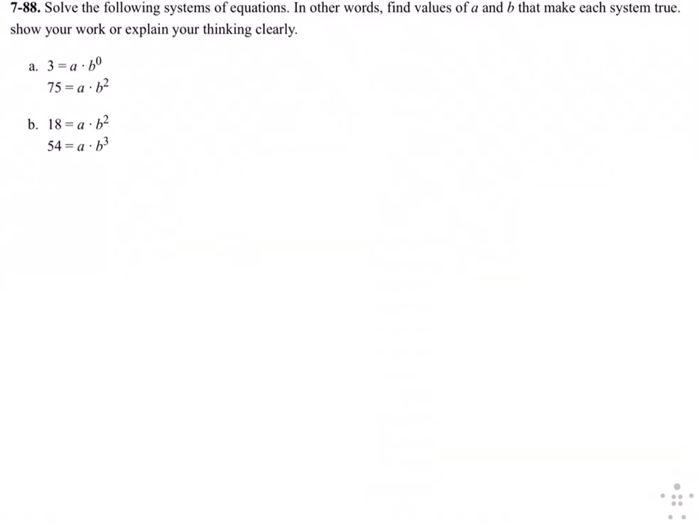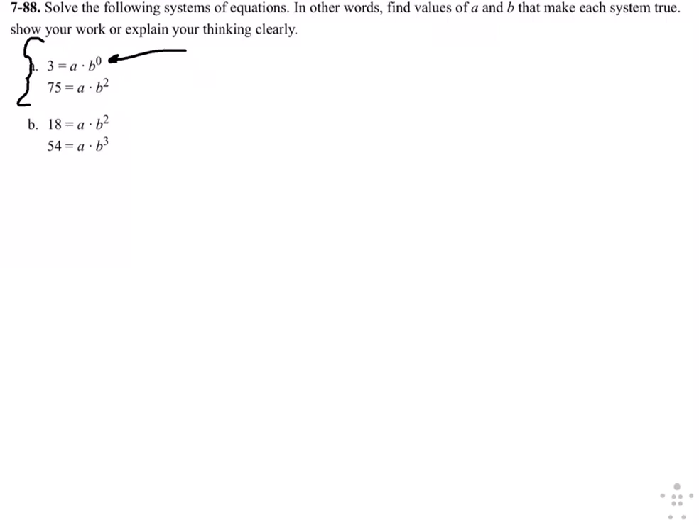Okay, for 788, they want us to find the values of a and b, so they give us a system of equations, right? And they happen to be exponential functions, right? So here's a system for part A. The easiest way is to first look at it and see if there's any shortcuts, and there's clearly a shortcut in this case because they have b to the 0 power. And we know that anything to the 0 power is 1.